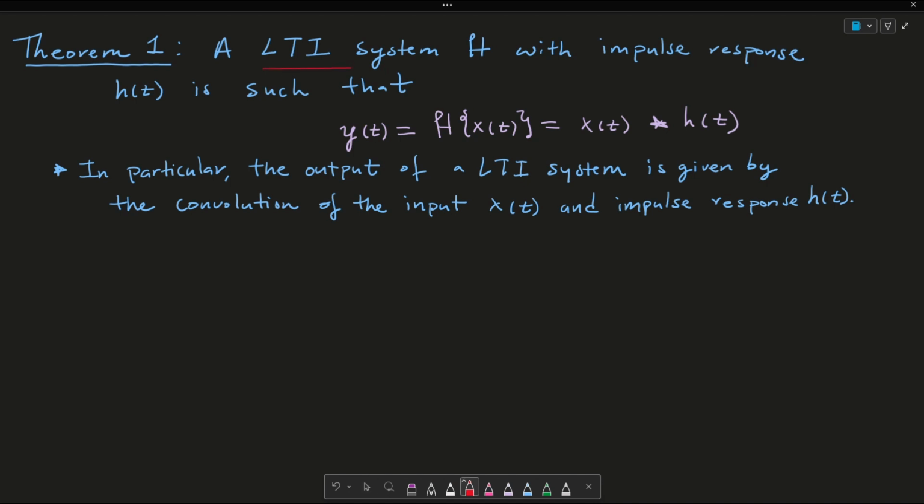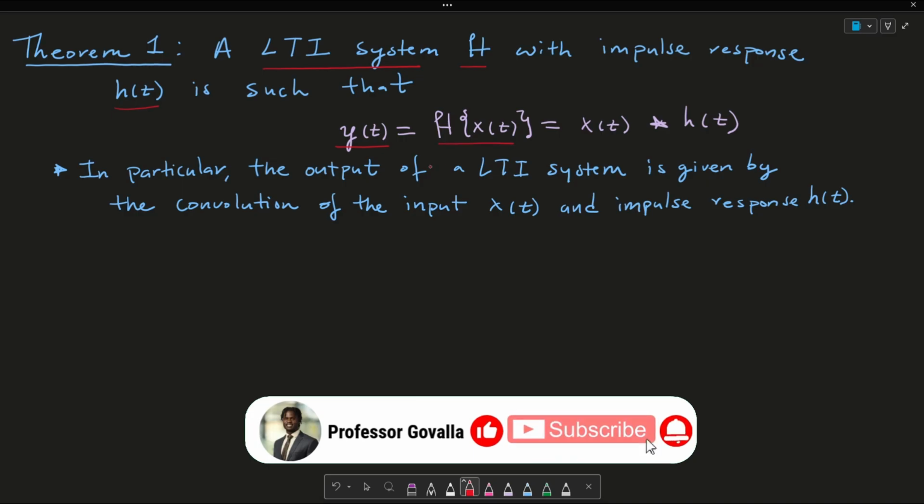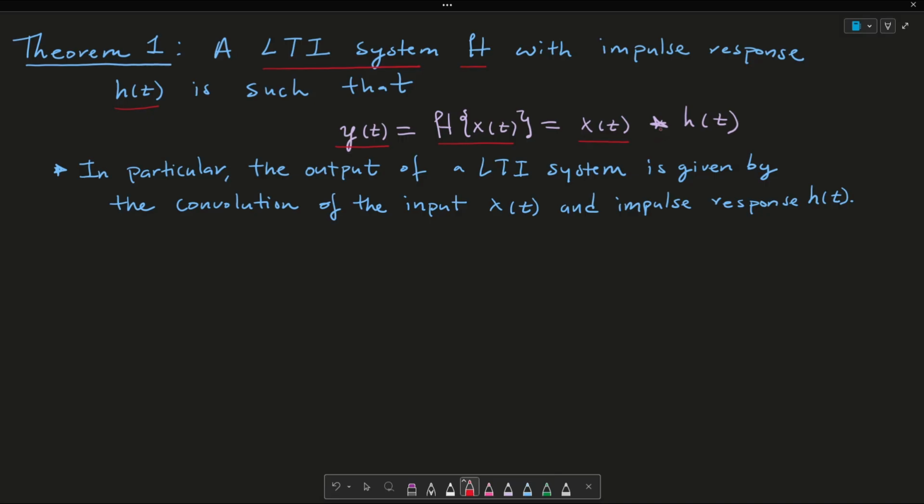And it says that an LTI system H with impulse response h of t is such that my output y of t, given any input x of t into my system, is equated to x of t convolved, or the convolution operator, with the impulse response. So that definition might be a bit confusing, but essentially it's saying that the output of an LTI system is given by the convolution of the input x of t and the impulse response h of t.